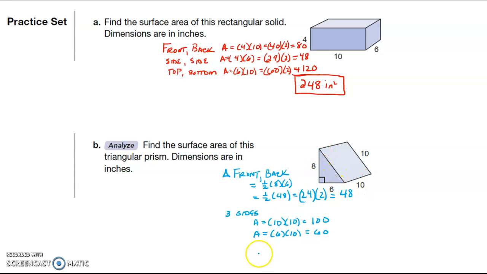And then the last side, let's see, is going to be 8 by 10, which is 80. Now I have to add all of these up to include the 48. So I have 48 plus 100 plus 60 plus 80, and I get 288.